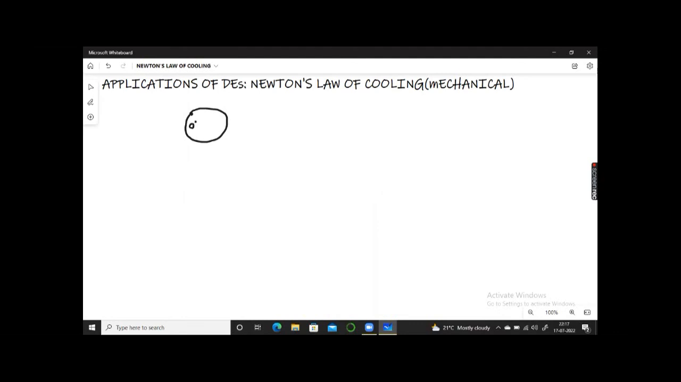This is an object having some temperature called theta, and this object is surrounded by an environment. We can say this is called ambiency. At this temperature is called theta naught. It means theta naught is equal to ambient temperature, or surroundings temperature. Like now, object temperature is theta, surroundings temperature is theta naught.